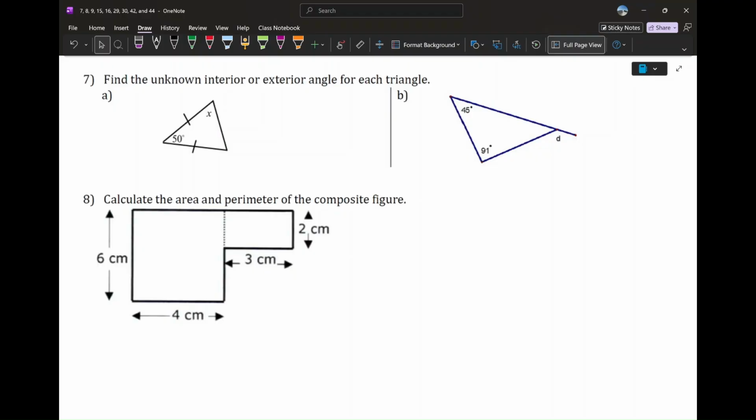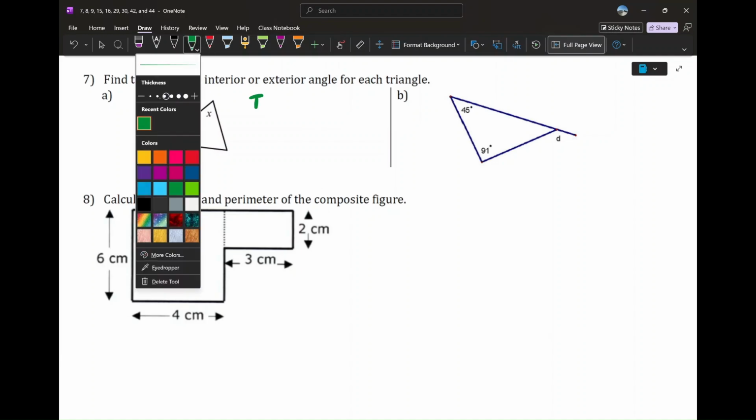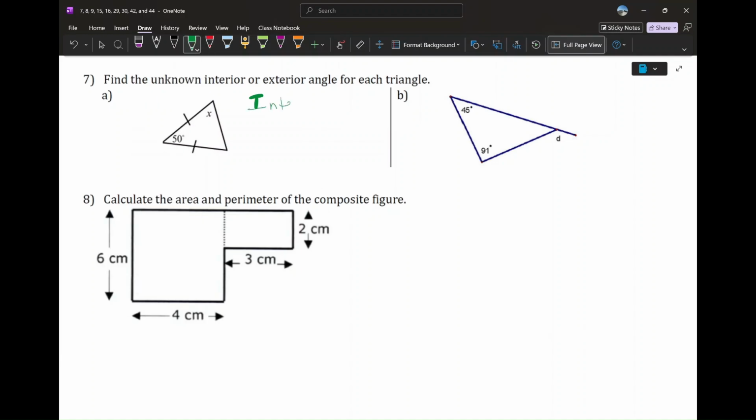Number 7. Find the unknown interior angle or exterior angle for each triangle. Interior means inside. Exterior means outside. So, we know that all three angles add up to 180 degrees. So, the interior angles add up to 180 degrees. And when we see this triangle, we only have one angle.